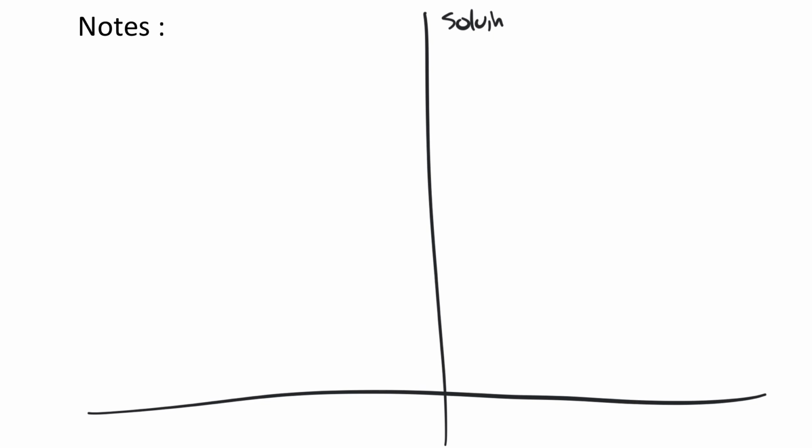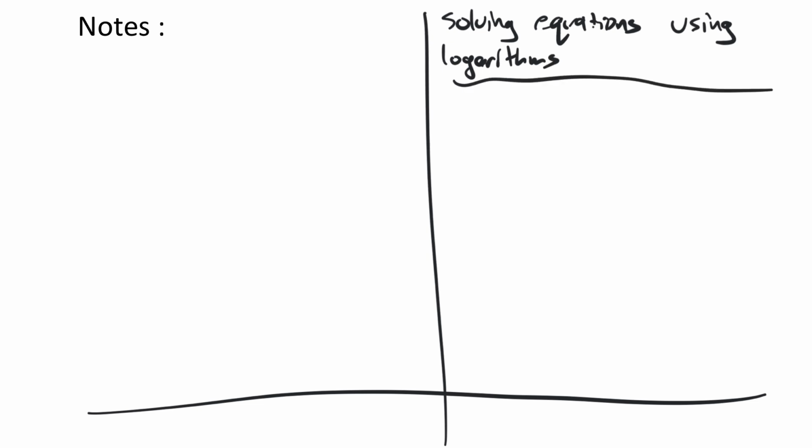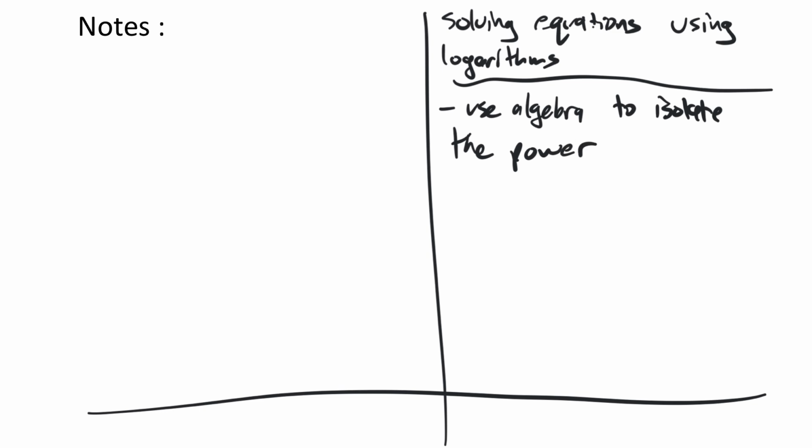All right, so let's go ahead and take some notes here. This is solving equations using logarithms. The basic steps for this are: use algebra to isolate the power. The power term will be like the 2 to the x or something. That will be your power term. And then convert to log form.